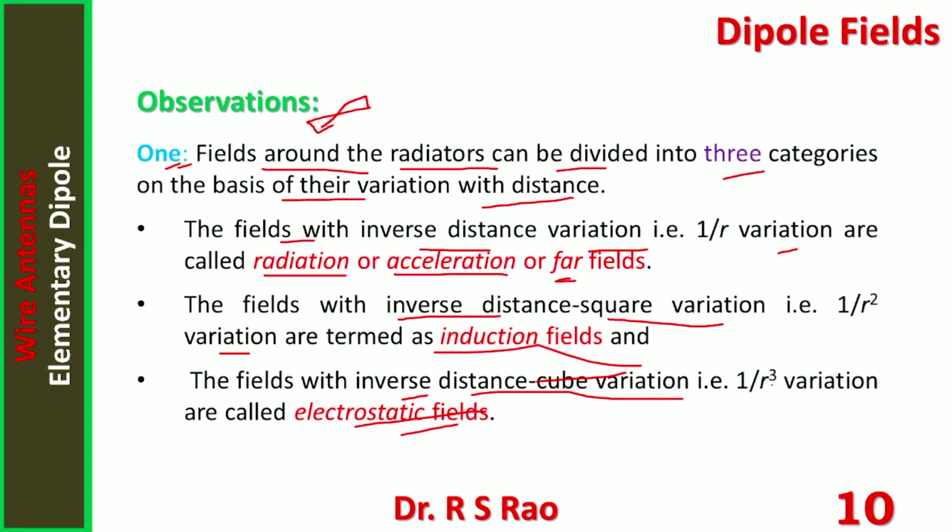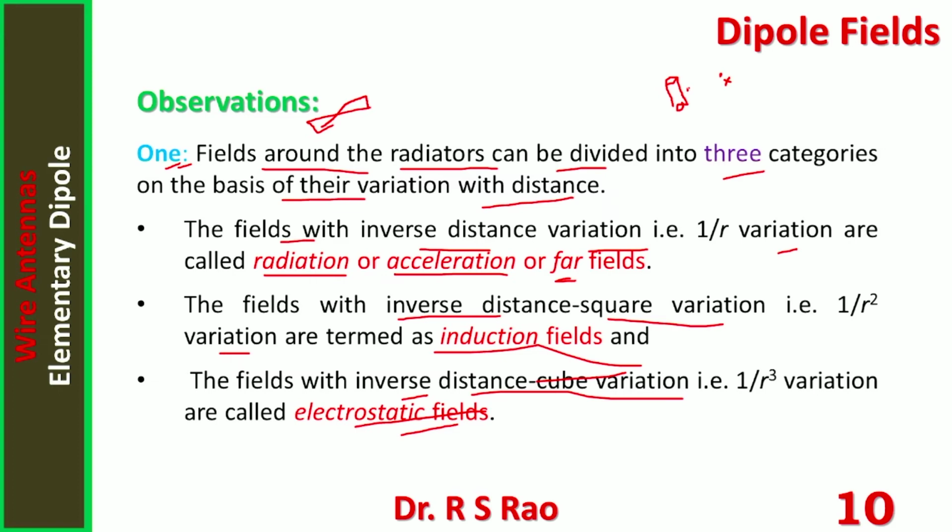1 by r cube fields or electrostatic fields dominate near the radiator. If you move slightly away from the radiator, as r becomes large, their amplitude becomes insignificant. So slightly away, 1 by r cube fields become insignificant.